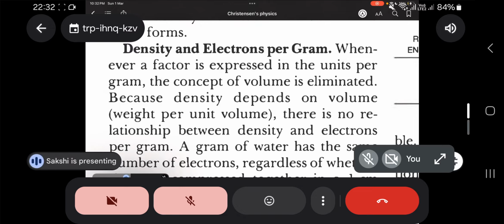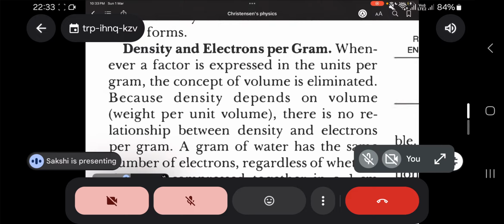You remember the mole concept? Yes, ma'am, it's the same. Is it the same? So that is the same thing. Electrons per gram, that is the Avogadro number, will be the same for anything. So the same thing. So there will be no relationship between them because the Avogadro number is constant, na?